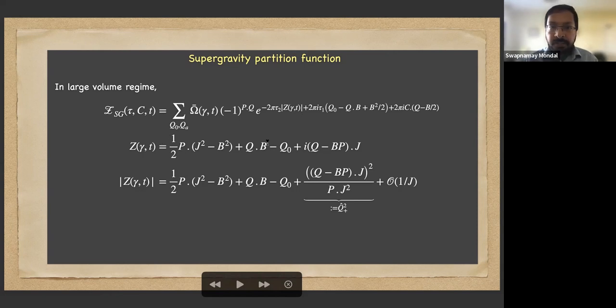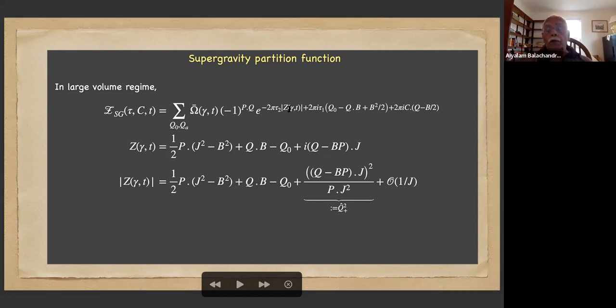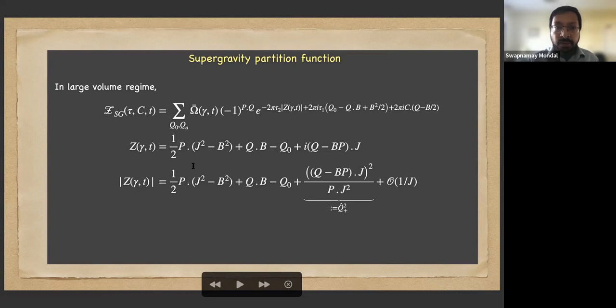Okay. Now this central charge Z has this form, and here we have ignored non-perturbative contributions. In particular, what is entering is the mod of Z, that is the mass, and in the large volume regime this has a particularly simple form because you can ignore the 1 over J terms. Just note that there is a J squared term, which of course is going to diverge as J goes to infinity, and the rest are order 1.